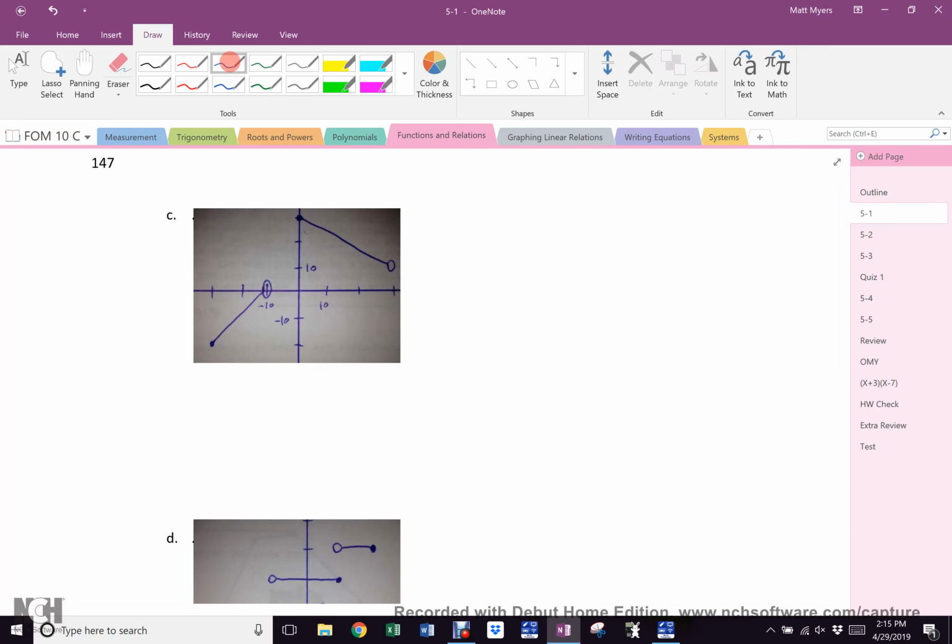Is it a function? Yes, you can see that just by looking at it, right? We don't need to draw the line along. Now, this looks weird. Let's do the domain first.